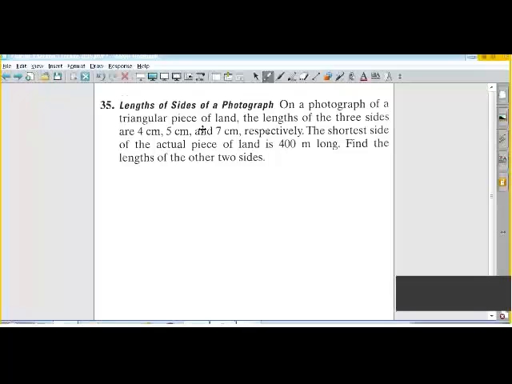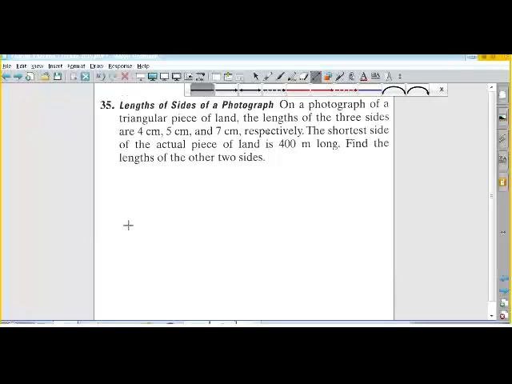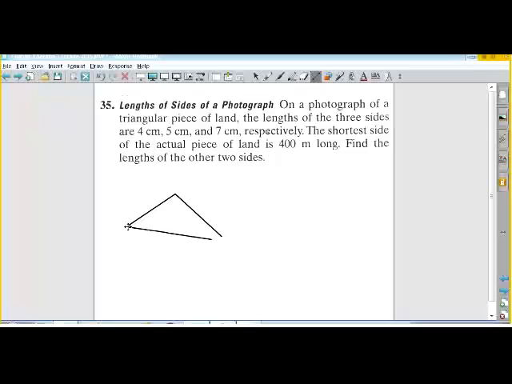So what it says is that a photograph of a triangular piece of land, the lengths of the three sides are 4, 5, and 7. So let's make up a photograph here. 4, 5, make that a little longer, 7. Okay, so there's my picture. This one's 4 centimeters. This one's 5 centimeters. This is 7 centimeters.